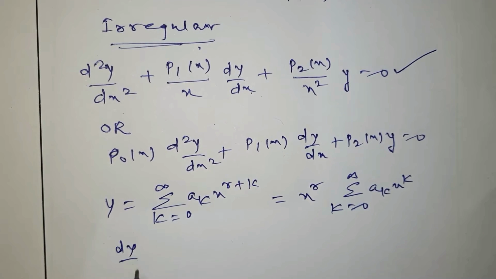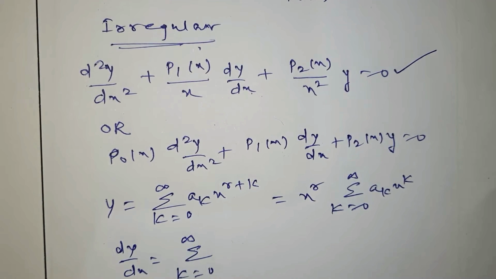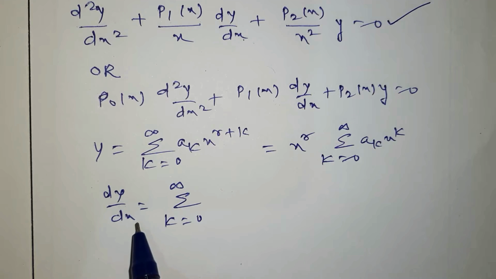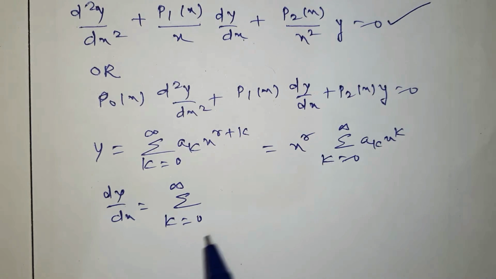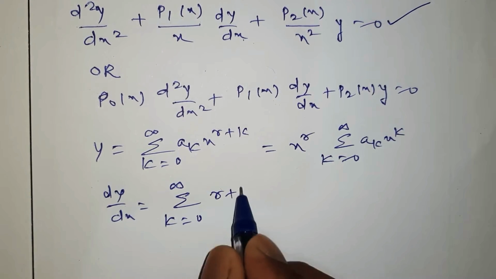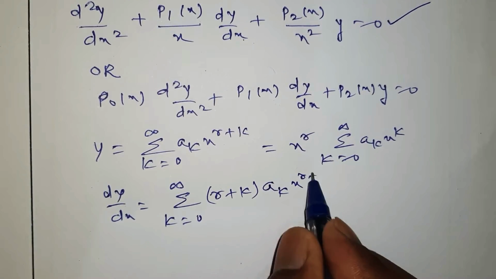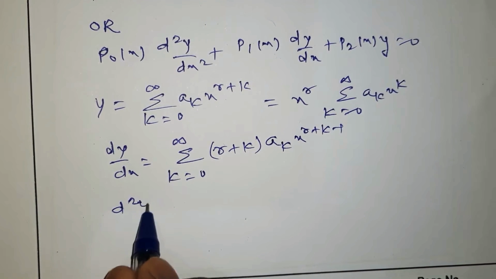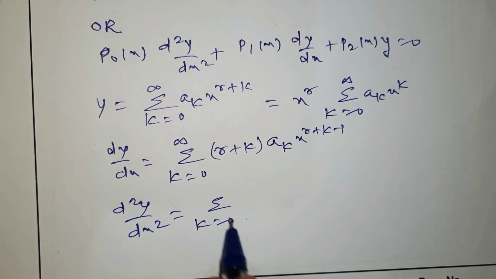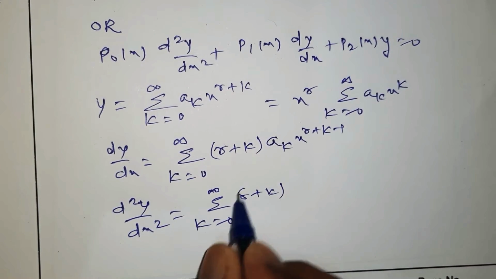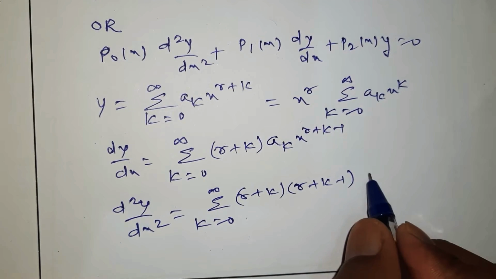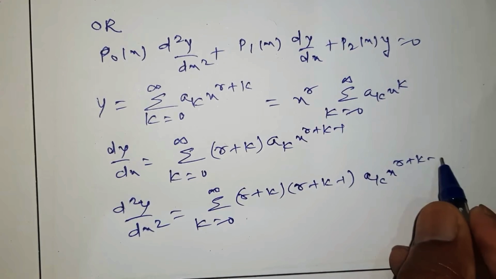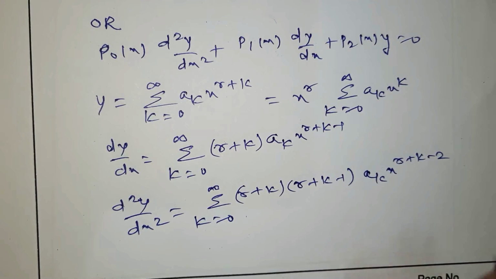Now dy by dx is equal to summation k is equal to 0 to infinity. See the difference here. In your ordinary point, k starts from 1 to infinity, but in singular point k starts from 0 to infinity, and I get here r plus k ak x raised to r plus k minus 1. Then d square y by dx square is equal to summation k equal to 0 to infinity r plus k into r plus k minus 1 ak x raised to r plus k minus 2. Okay, so this is our solution method. Now we will see what is the procedure to solve the solution at singular point.